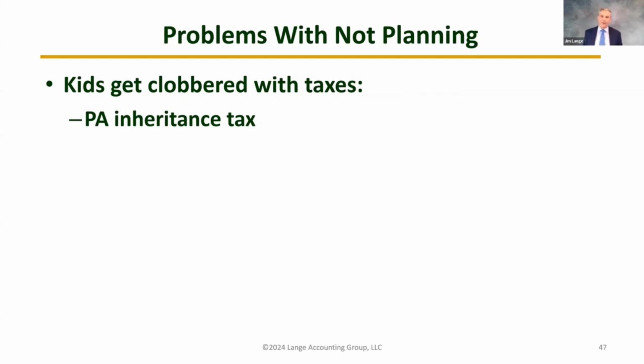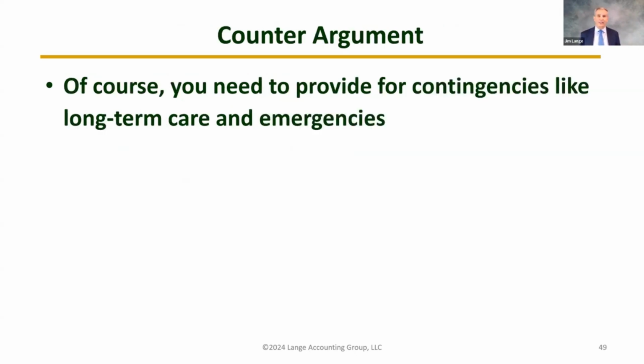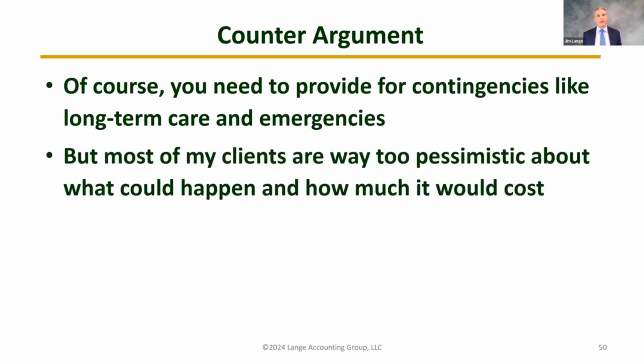You don't want your kids to get clobbered with taxes, PA inheritance tax, which to some extent could be avoided, income taxes on inherited IRAs. It could be much worse after the Secure Act. I'm not saying don't have money for a rainy day or contingencies, long-term care, emergencies, but most clients are way too pessimistic about what could happen, even after the new administration, where there are some additional risks, I will concede, but you don't want that to dominate your planning, particularly if you're giving money to your kids who aren't planning on blowing all of it.